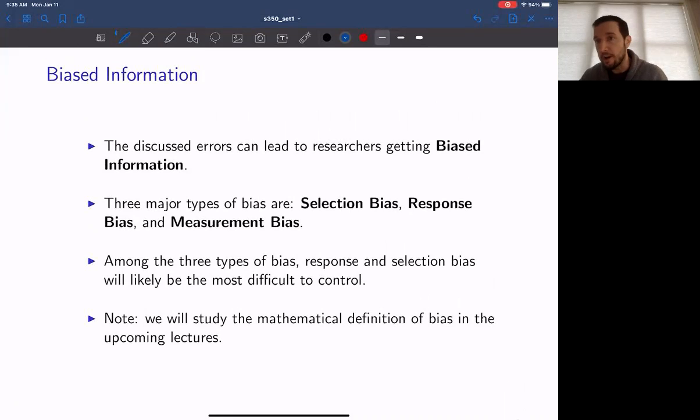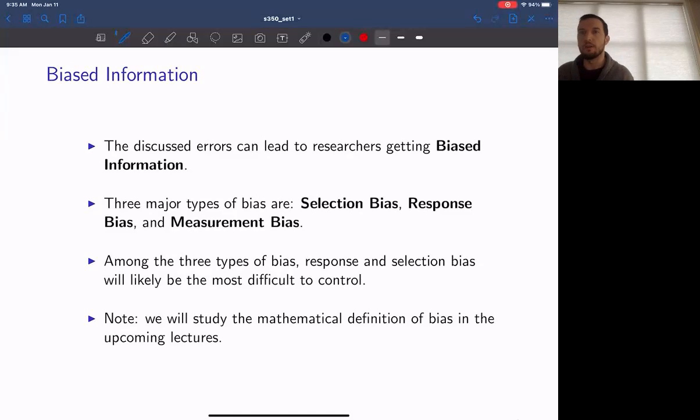Now, as a result of error, in some cases, or just through other reasons, as a result of collection, for example, you can also end up with different biases that you have to take into consideration when you are reporting your result. So there are, again, three major types of bias that we are going to discuss in the course: selection bias, response bias, and measurement bias. Among the three, response and selection are going to be the most difficult to control.